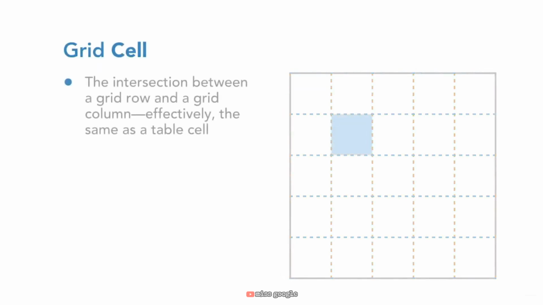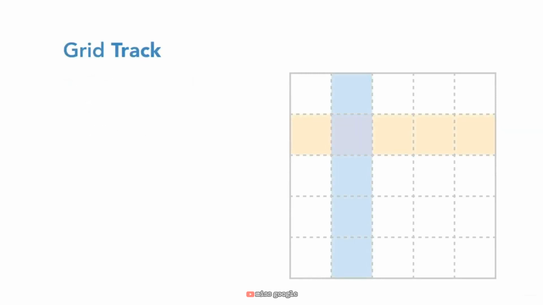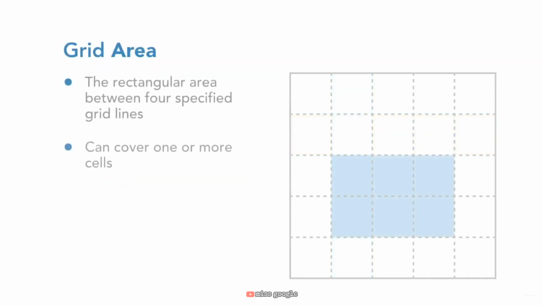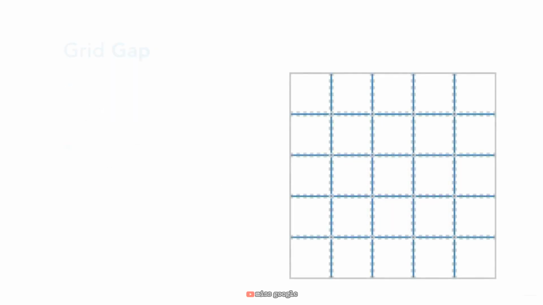A grid cell is the space between 2 adjacent horizontal and vertical lines where a grid column and grid row intersect. So pretty much exactly the same as a table cell. A grid track is the space between 2 or more adjacent grid lines, either horizontal or vertical. Row tracks are horizontal, column tracks are vertical. A grid area covers 1 or more cells, and the purpose of a grid area is to define an area within the grid that can be referred to when grid items are placed.